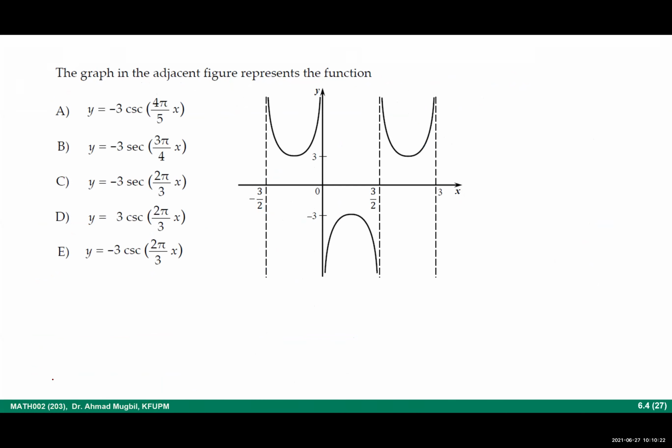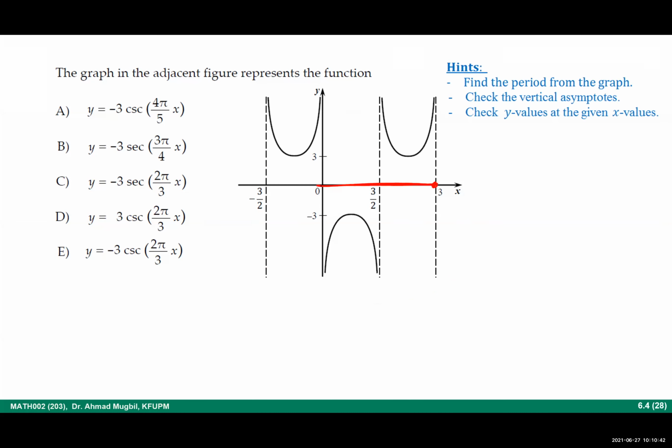This type of questions, ya shabab, is also important, but I don't have time to do it, so I will leave it for you. When you have the graph, how to find which function has this graph. For some questions, I give you a hint like this. So for this question, for example, find the period from the graph.